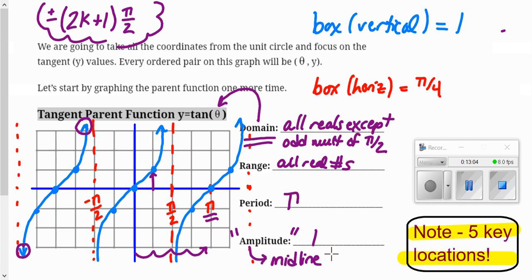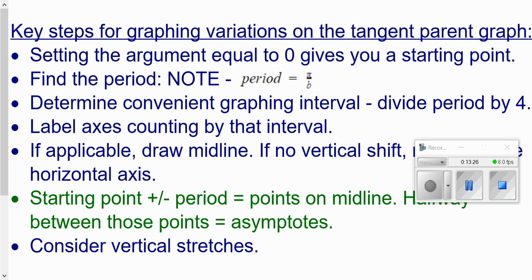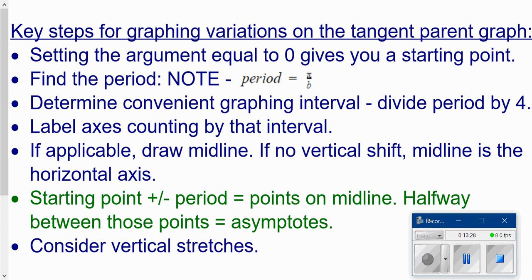So from the midline to a key point, okay? This is our midline here on the x-axis, and going from that midline to one of these key points is going to be 1 unit on the parent function. Now that'll change if we have a vertical stretch, okay? All right, so there are going to be a bunch of different steps or components to finding variations on the tangent parent graph, okay?